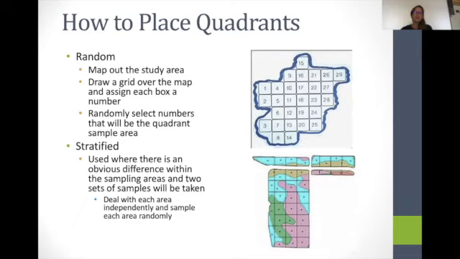Stratified is where we're going to look at an obvious difference between two sampling areas, and two sets of samples will be taken, one in each sampling area. You're going to deal with each area independently and then sample each area randomly.